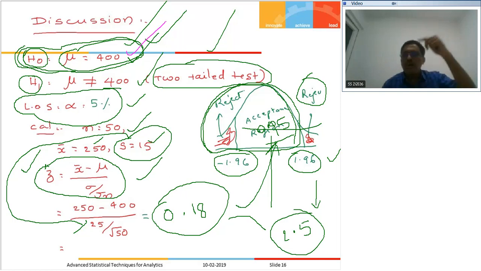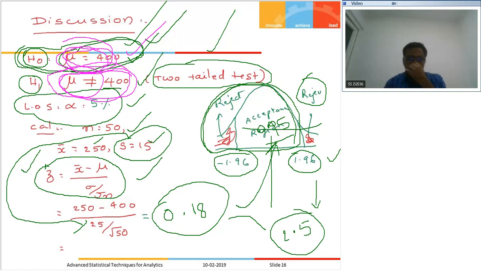So whenever the null hypothesis fails, what is the alternate? Here, mu equal to 400 is the claim or the hypothesis we are going to validate. If it is okay, then fine. Otherwise, what is the alternate conclusion? Whatever you say, boss, is wrong. That means here mu is not equal to 400, right?